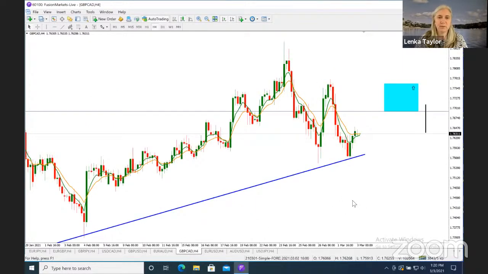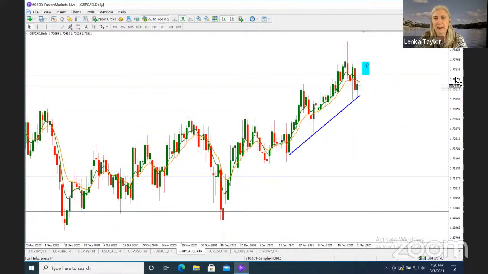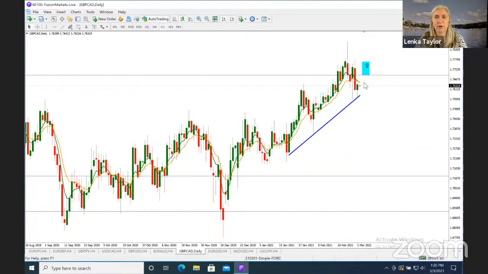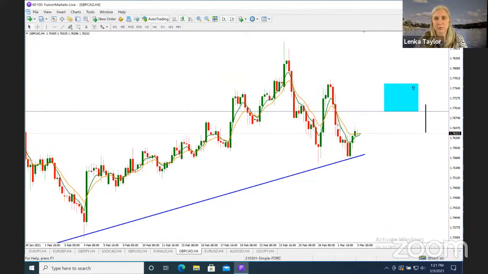Next chart is GBP CAD on the H4. So with this currency pair, I am still looking for a long, but I would like the entry price action to be above that horizontal line. So in terms of the H4 time frame entry, I would like to see the price come back up and then retest that horizontal up here. So I'm not going to be taking a trade there. So that setup might take a bit longer.